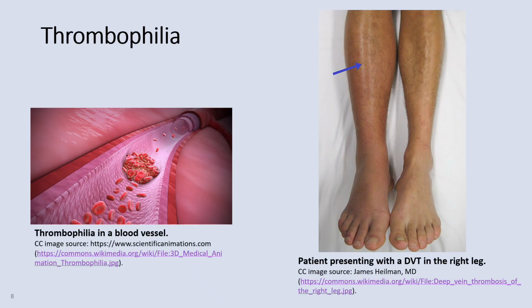Thrombophilia, also called hypercoagulation, is a condition that increases the risk of blood clots or thrombosis. Thrombophilia may be genetically inherited or may be acquired, which is more common. Acquired thrombophilia can be caused by medications such as birth control pills, prolonged bed rest or inactivity, recent surgery or trauma, and pregnancy. The image on the left illustrates thrombophilia in a blood vessel. Thrombophilia can lead to deep vein thrombosis, or DVT.